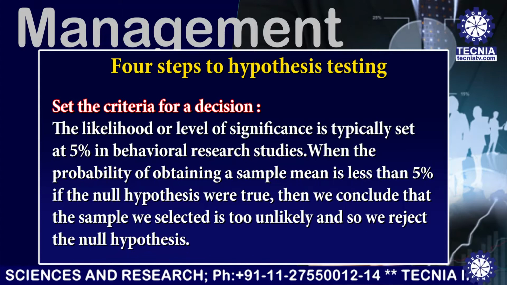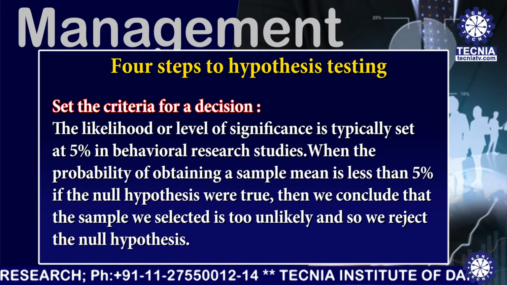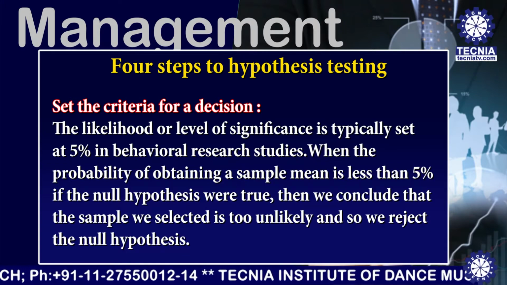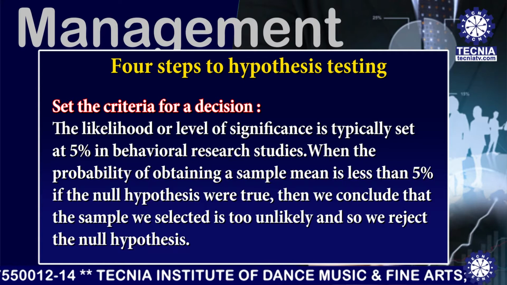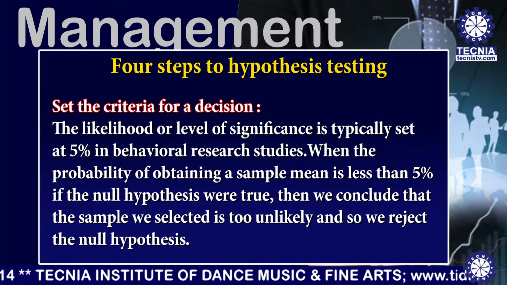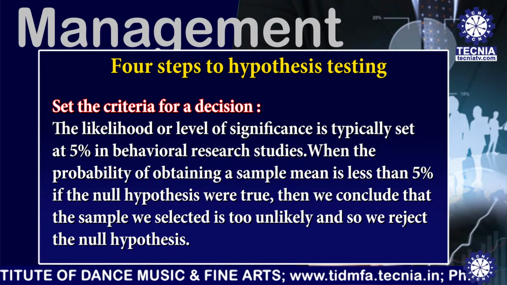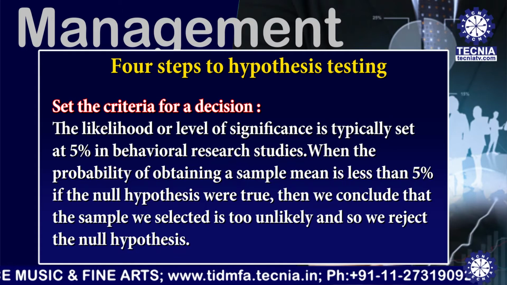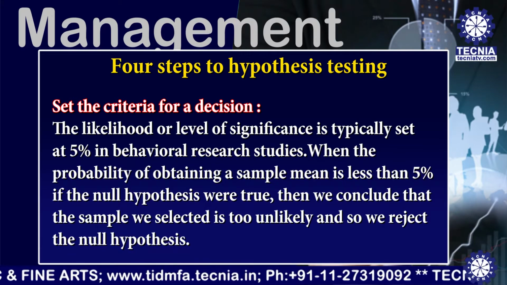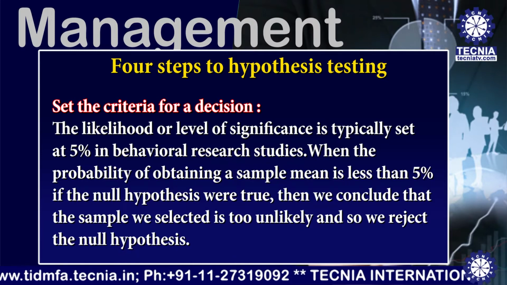The likelihood or level of significance is typically set at 5% in behavioral research studies. When the probability of obtaining a sample mean is less than 5%, if the null hypothesis were true, then we conclude that the sample we selected is too unlikely and so we reject the null hypothesis.